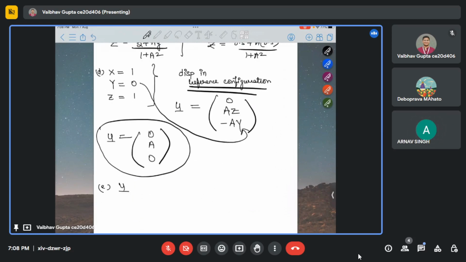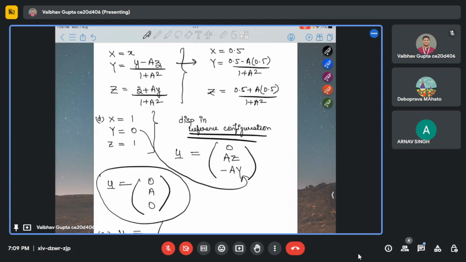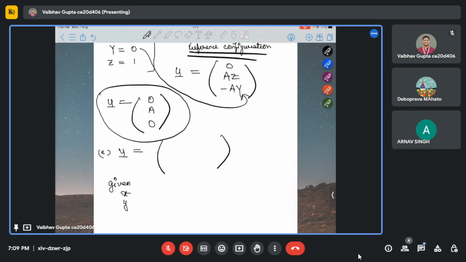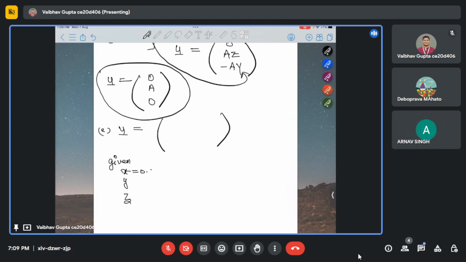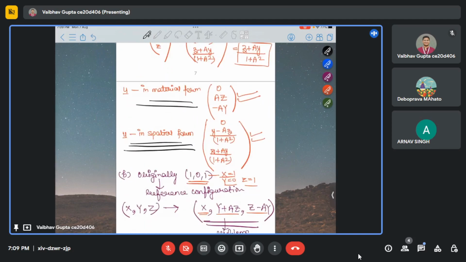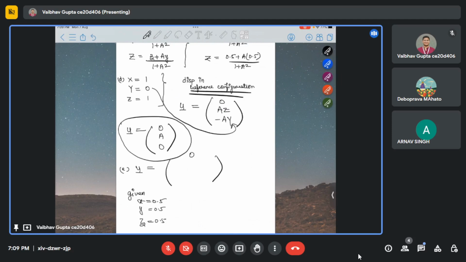So what is u? I'll just solve for the other people who will see the lecture afterwards. We have been given small x, small y, and small z equal to 0.5, 0.5, and 0.5. And u we have calculated earlier in the earlier parts in spatial form. So now putting the values we will get 0, 0.5 minus a into 0.5, 1 upon a squared, and finally 0.5 plus a into 0.5, 1 upon 1 plus a squared. This is the one simpler problem you will see in the deformation field.